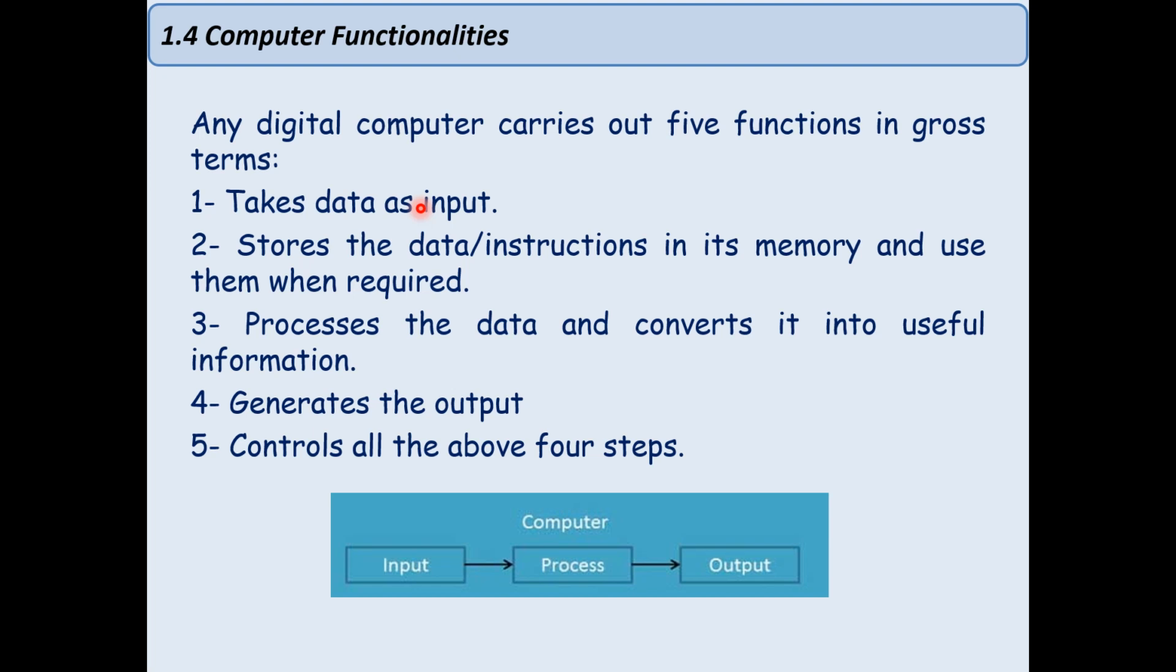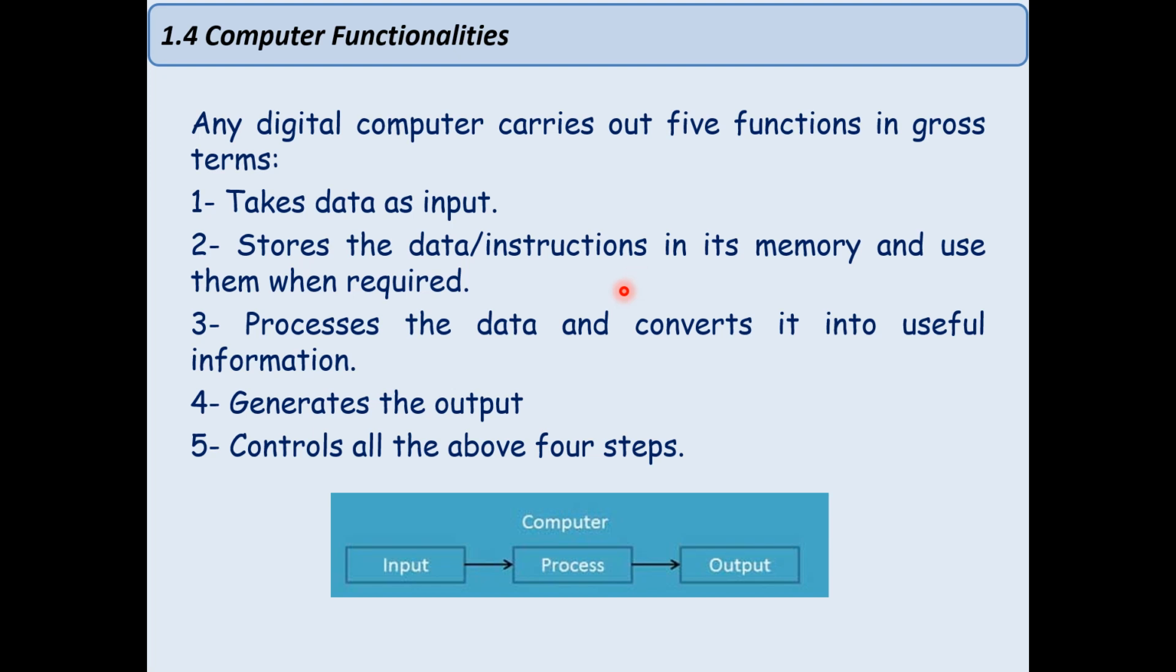So this is the first functionality of the computer. The computers have the ability to take data as input or accept data as input, and then the computers have the ability to store data. So those data are going to be stored inside the memory, and you can use them whenever you want to use them, or whenever they are required.